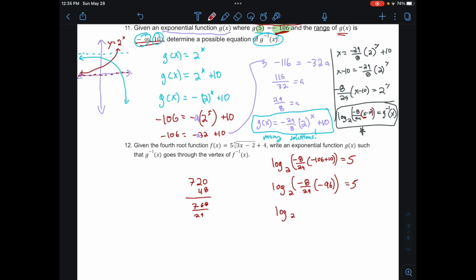So log base 2 of 768 over 29 is going to be equal to 5. Presumably that's supposed to be telling me that 768 divided by 29 should be 32, which honestly I'm a hair skeptical of. Oh wait, it's not plus 10, it's minus 10. Okay, that makes life a lot easier.